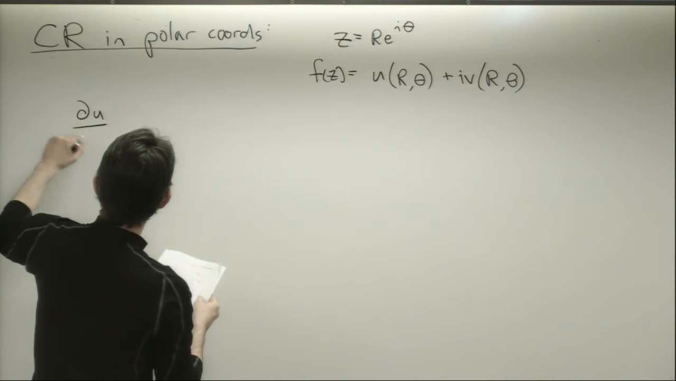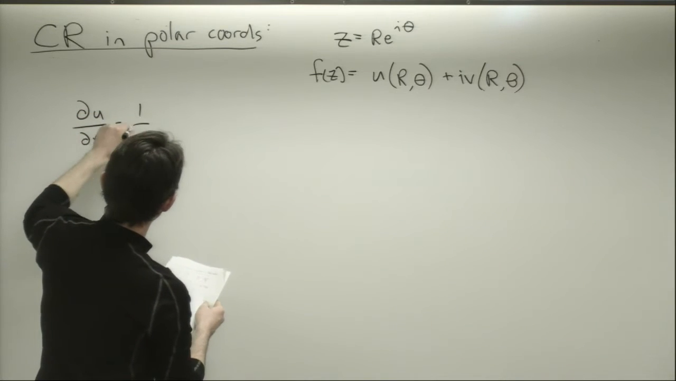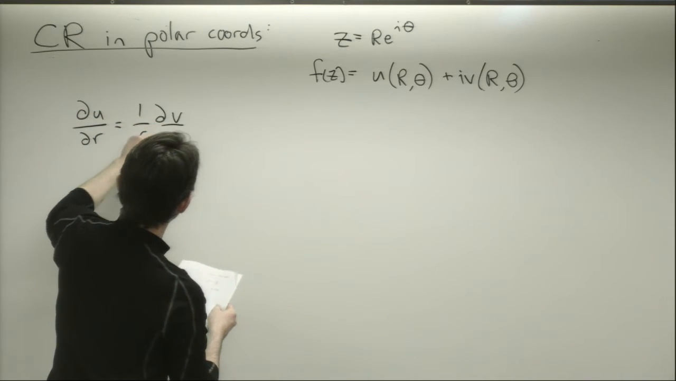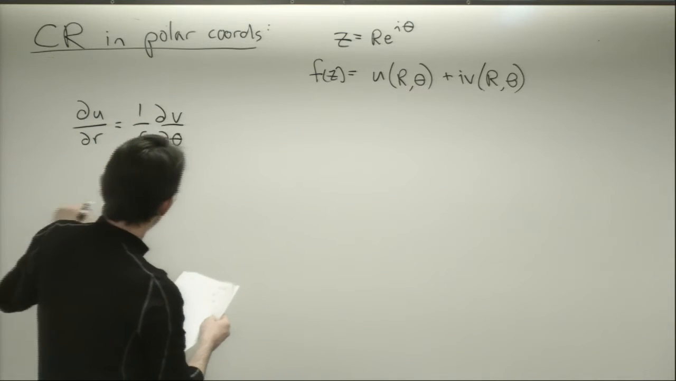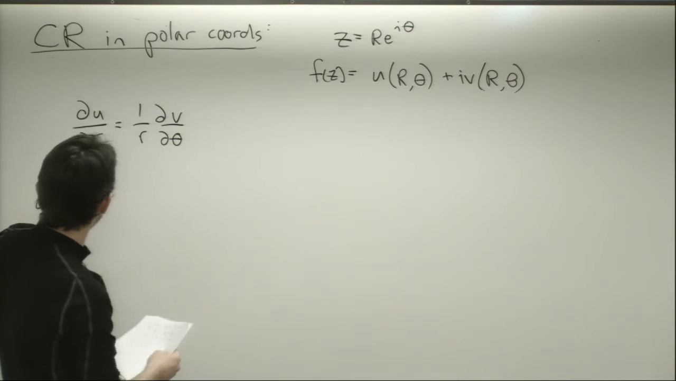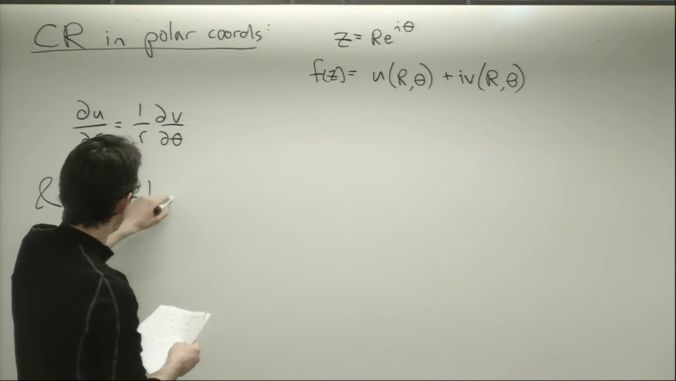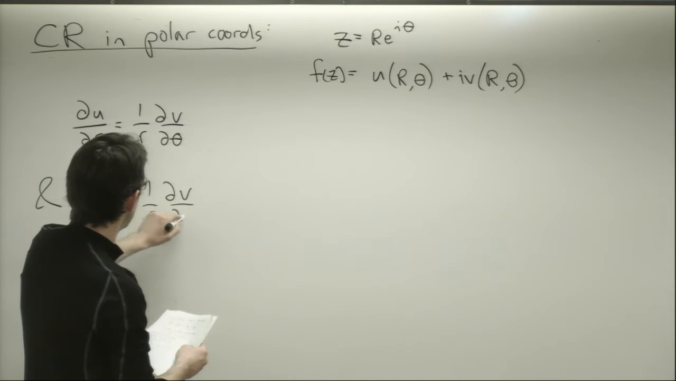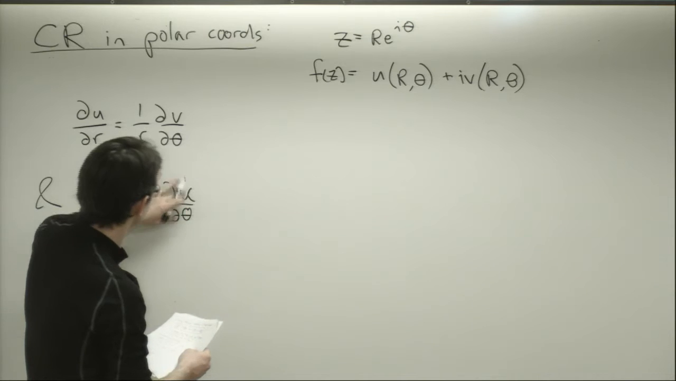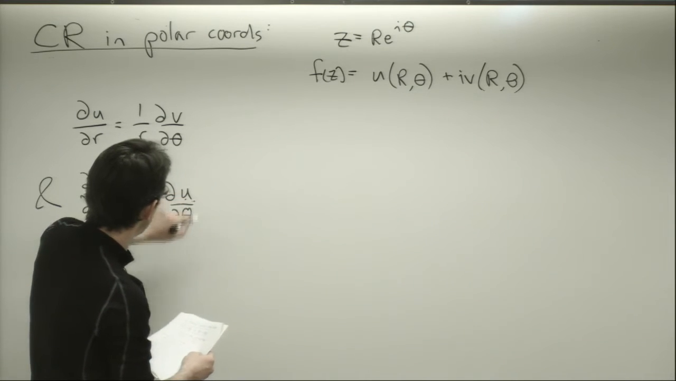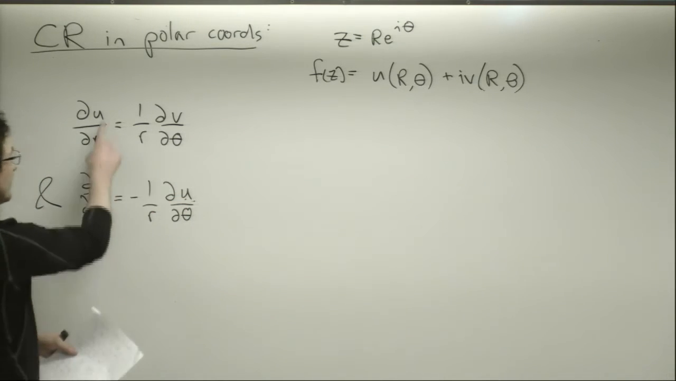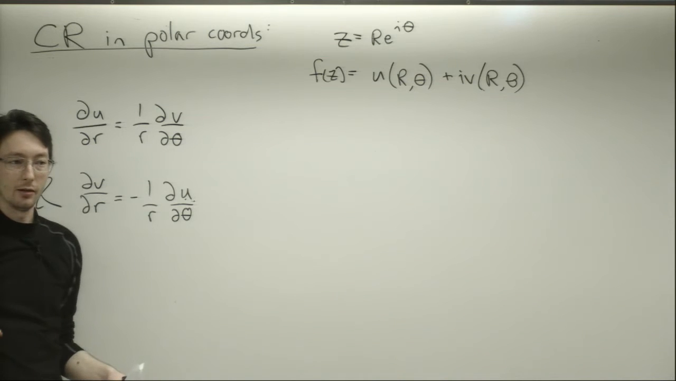Partial u partial r equals 1 over r partial v partial theta. And also we have to have partial v partial r equals minus 1 over r partial u partial theta.